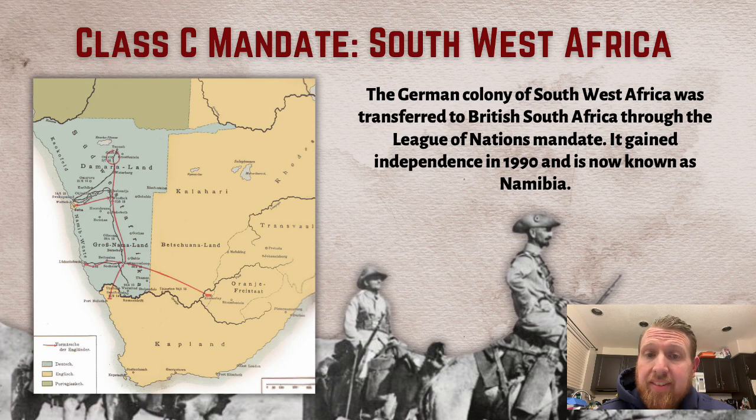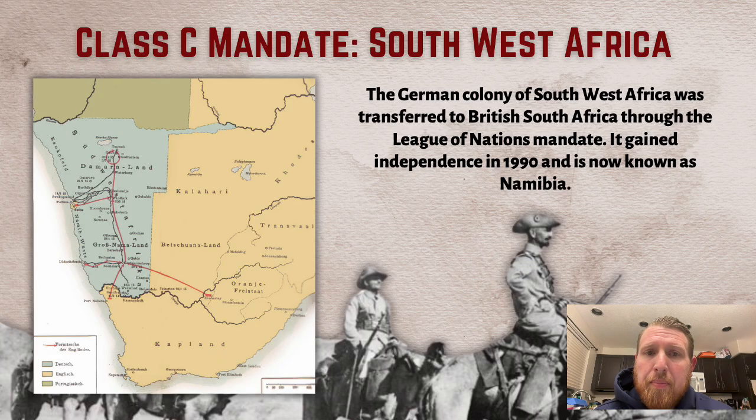All right, Class C mandate, Southwest Africa. This is now known as Namibia. That was transferred to South Africa, which at the time was a British dominion. South Africa applied its apartheid policies to the territory, leading to prolonged resistance and conflict. The international community never recognized South Africa's annexation of the territory and it remained under the League of Nations, which later became the UN, supervision until it gained independence in 1990.